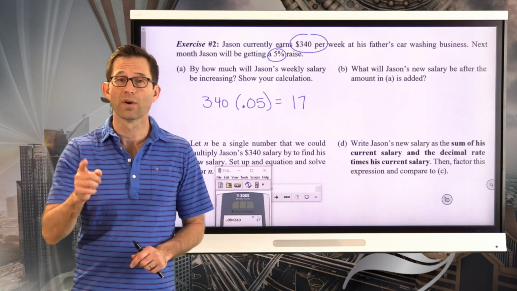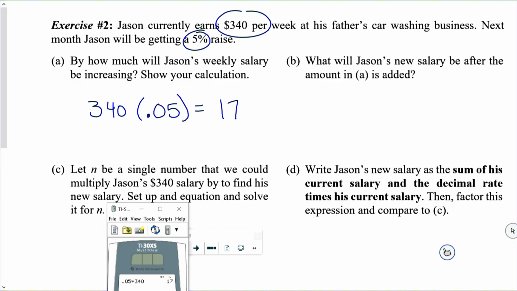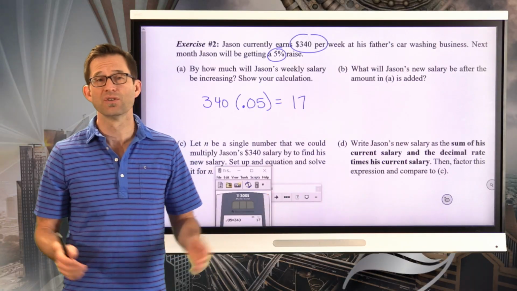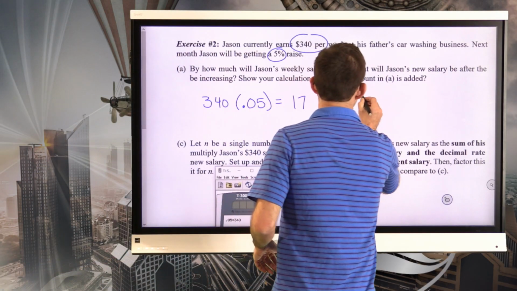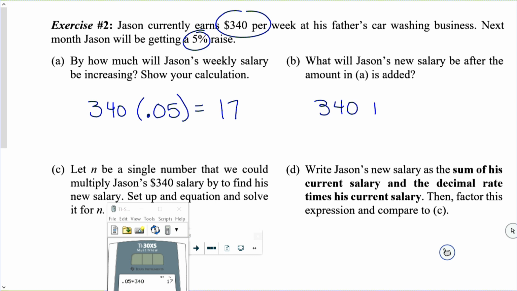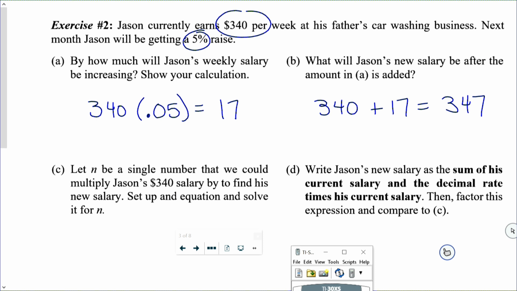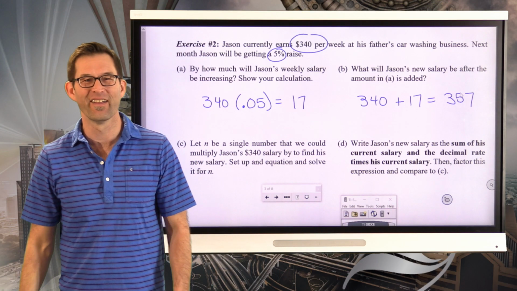Now, a very, very easy question is letter B. What will Jason's new salary be after the amount in A is added? Well, let's just do this one together. There's no reason to pause the video on this. His old salary was $340 plus his raise of $17 means that he's got $347 as his new salary. Uh-oh, not 347, that's weird. Maybe I should have used my calculator on that. Let's try 357. Okay, I think that's right now.